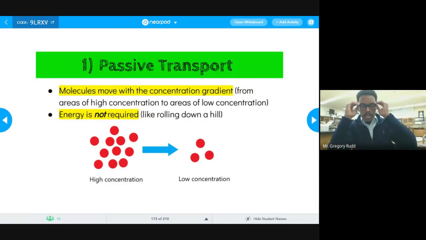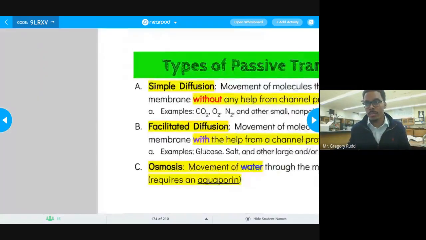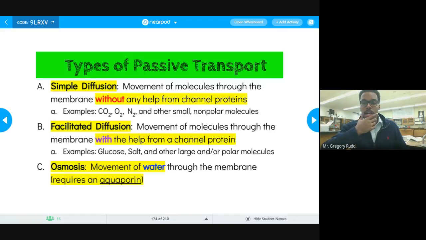passive transport does not require energy to move molecules with their concentration gradient. So from high to low, no energy is required in order to do this. It's like rolling down a hill. There are three types of passive transport that we focus on in this level of biology: simple diffusion, which moves the smallest nonpolar molecules. This means that they don't need any help getting through the membrane.